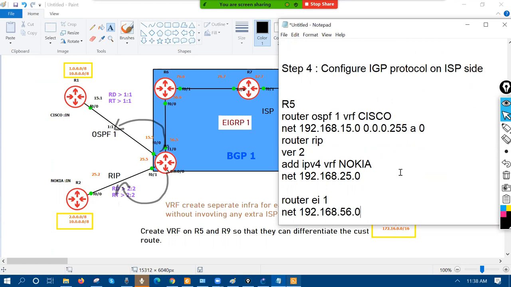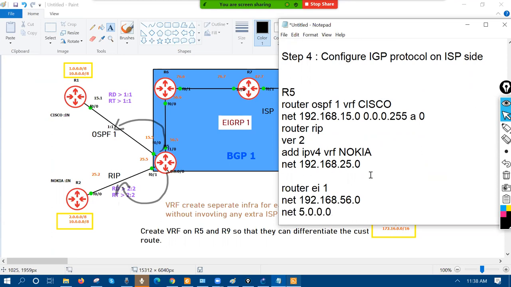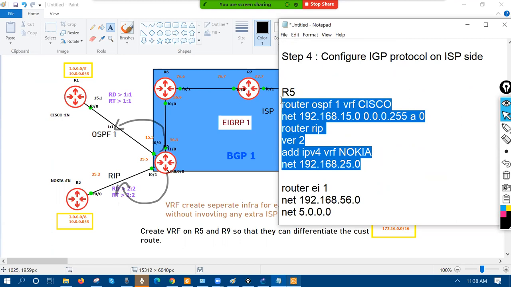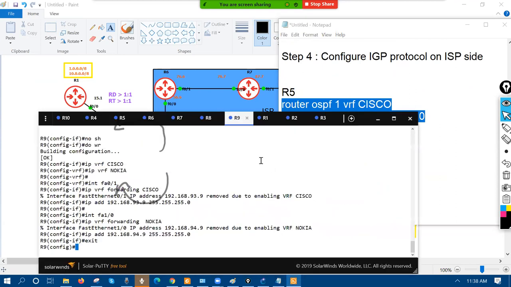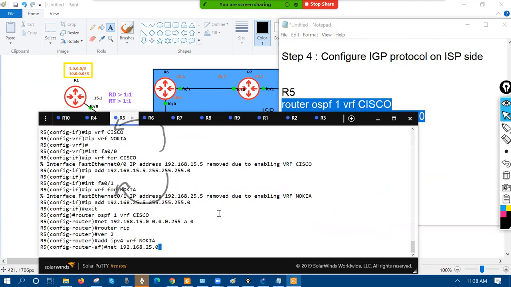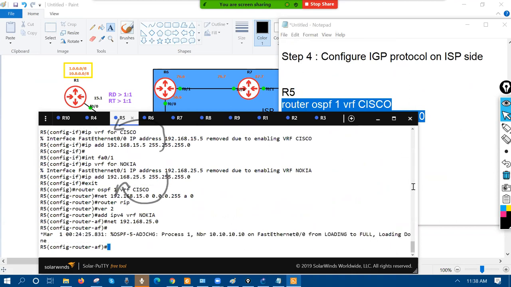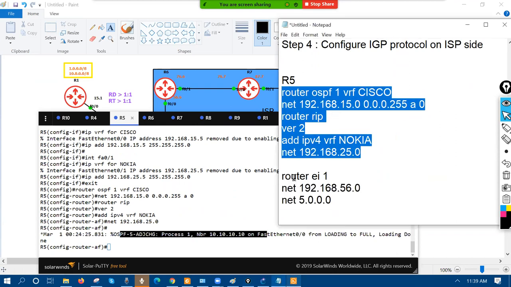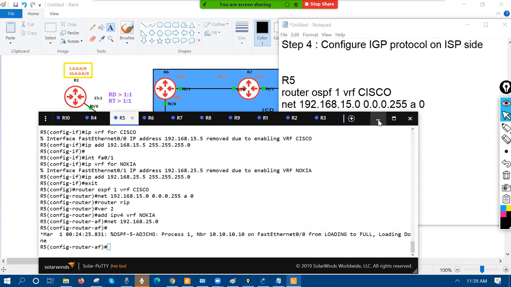That is 56.0, this guy, okay, and 5.0. So right now I'm just going to paste this configuration on R5 and wait for some time, it will form the neighborship, right? All done.